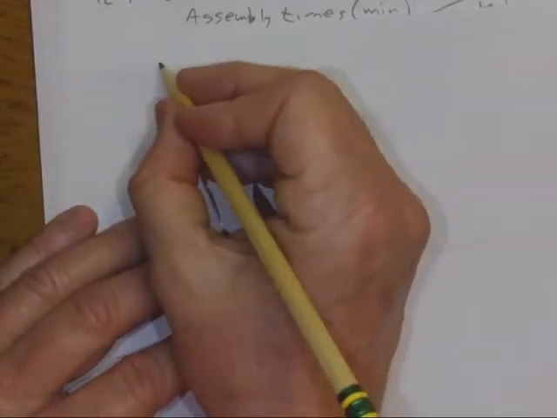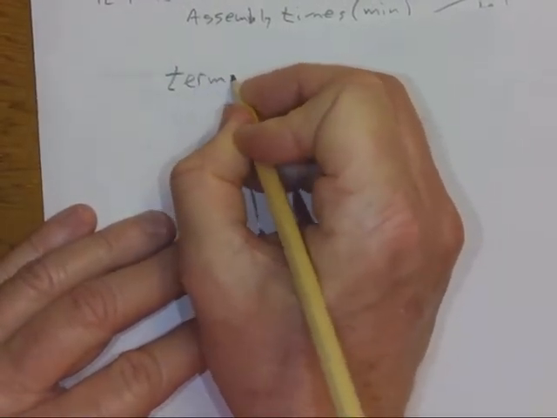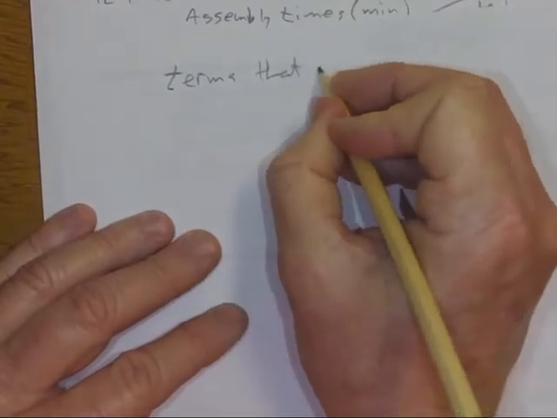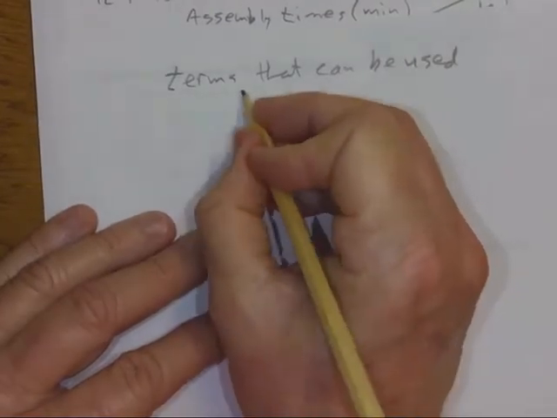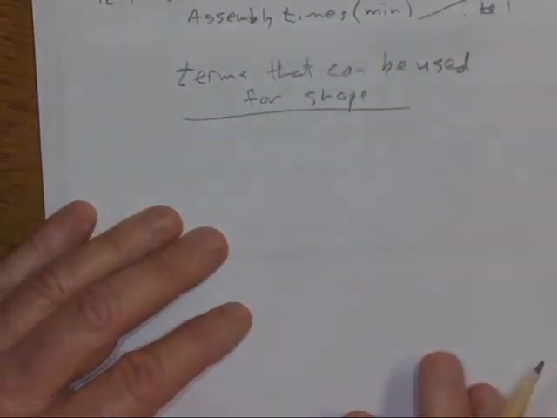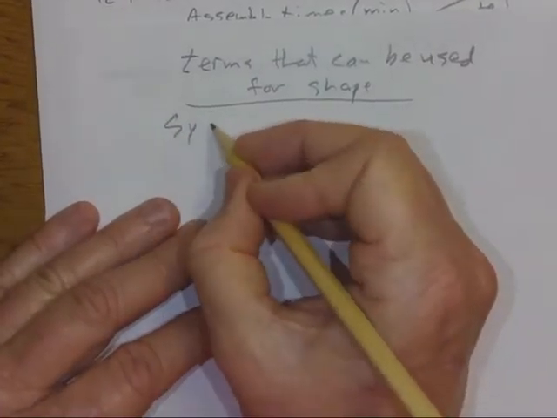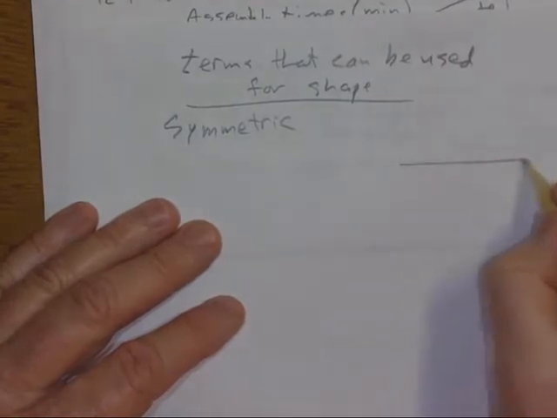shape. Here are some terms that can be used for shape when you're describing the shape. Okay? First of all, it could be symmetric. And it doesn't have to be the exact mathematical definition of symmetric.